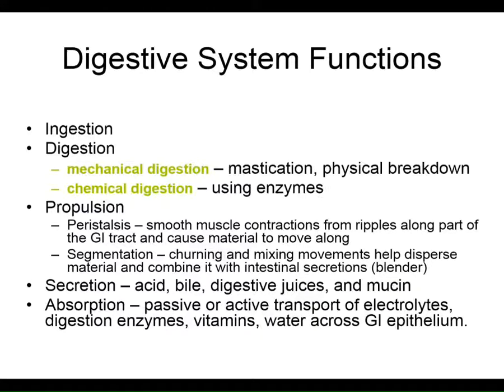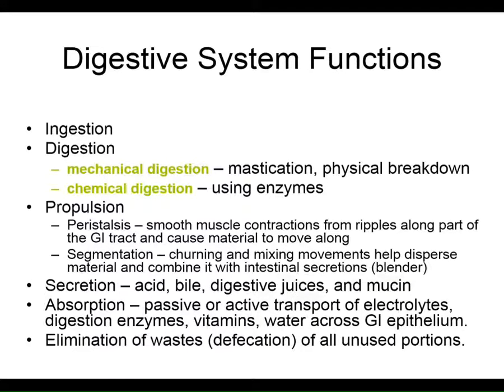So again, let's just think about the functions a little bit. We've got ingestion, that is the taking in of food. That's pretty much voluntary, right? Then you got digestion, and there's two basic types of digestion, mechanical and chemical. So mechanical digestion would be the chewing, the mastication, the physical breakdown by the churning of the stomach. And then there's chemical digestion, which would bring in acid and enzymes from the stomach and other organs.